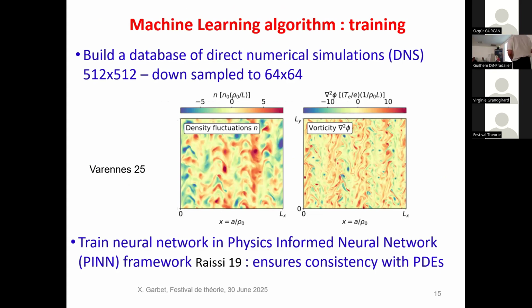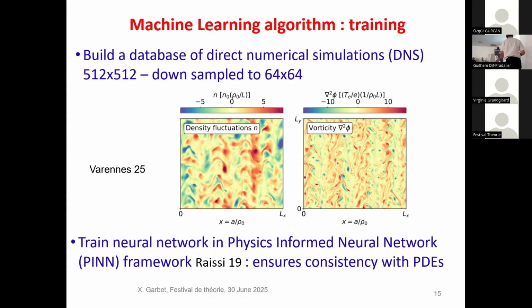So the first thing which is costly is to build the database. We built a database with direct numerical simulation, spectral, at 512 squared. That's how it looks. I took this from a paper by Robin Varenne: density fluctuations versus X and Y here, and the same for X and Y. We produce this a lot. This is time dependent. We produce this data.